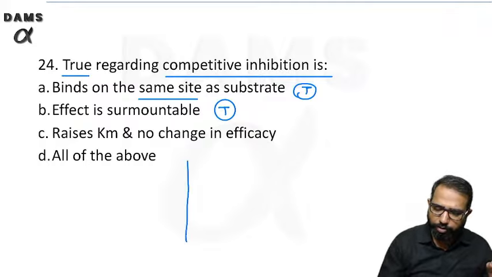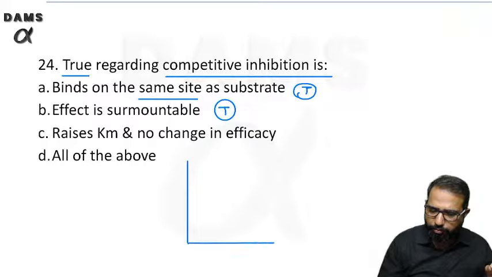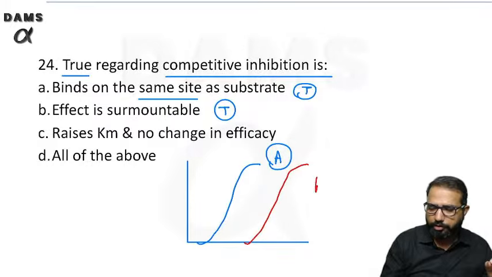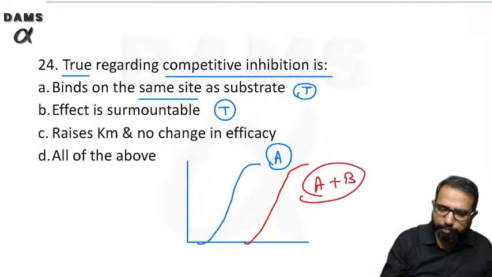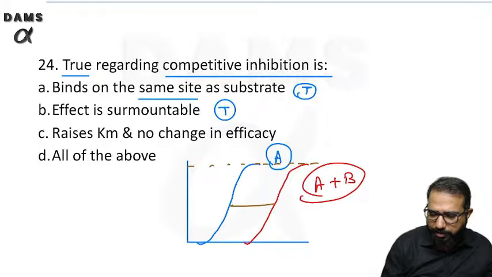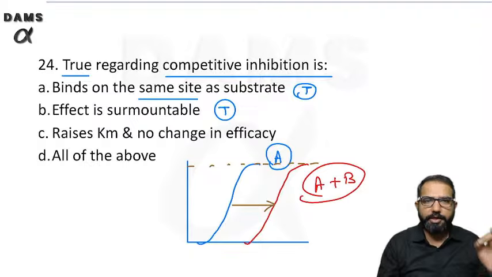So what happens in competitive enzyme inhibition or competitive receptor antagonism? Suppose this is drug A given alone. When you give the antagonist, you can achieve the same response. So after adding the antagonist B, you achieve the same response. You can see the efficacy is still the same, but to achieve the same response, we need to give the extra dose.